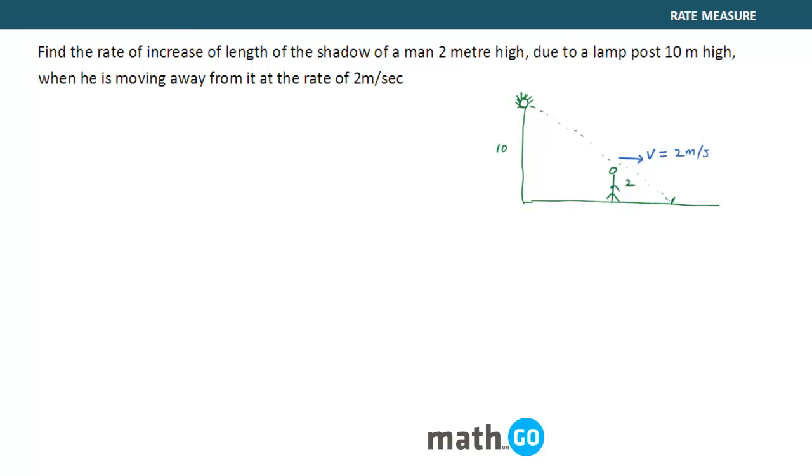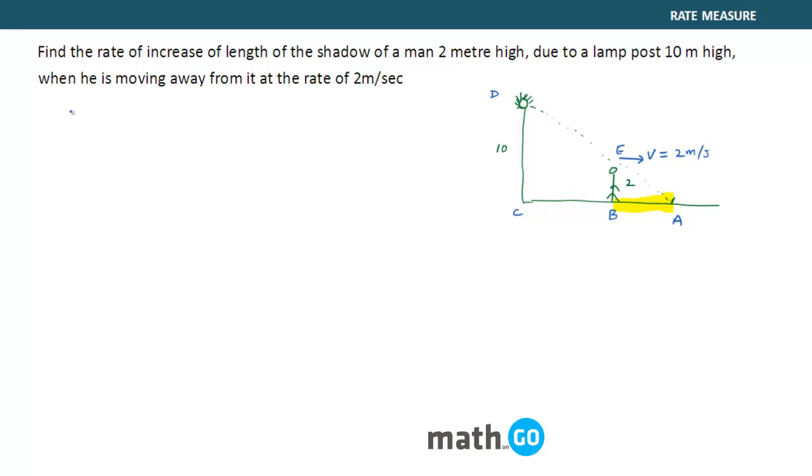And the shadow of this man would be this region, right? This region will be the shadow. And I also highlight the triangle. Let's say this point is A, this point is B, this point is C, and this point is D. Let's say this point is E also. So now what is given?